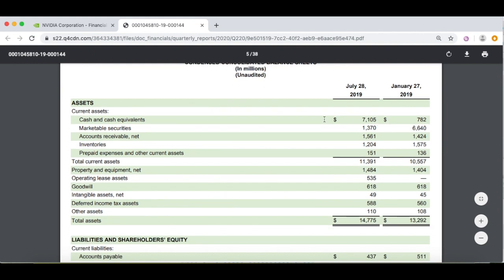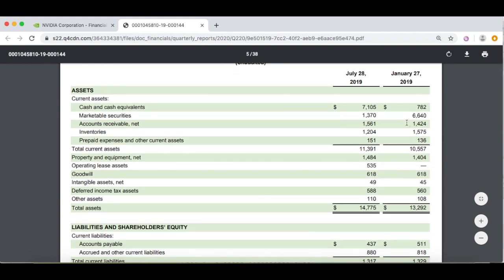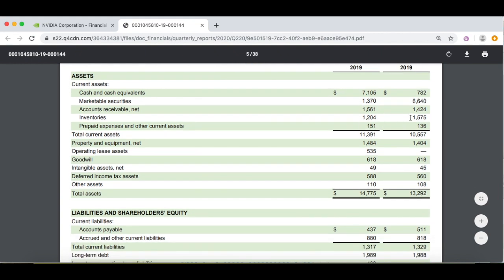So yes, straight cash in the bank went up by billions of dollars, but notice it came from here. They sold these securities and it went into cash. So that's something you can follow. Accounts receivable, this is money people owe Nvidia. That's in line and that's totally understandable.